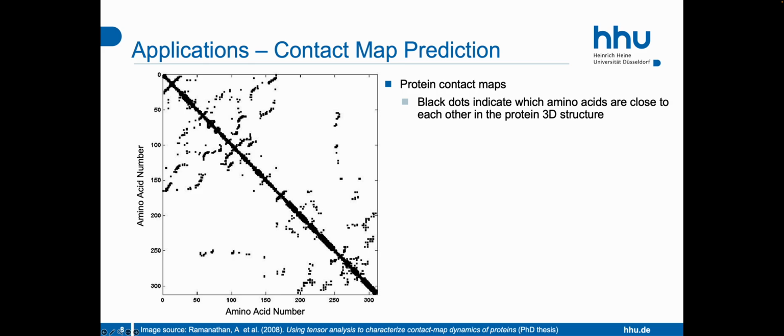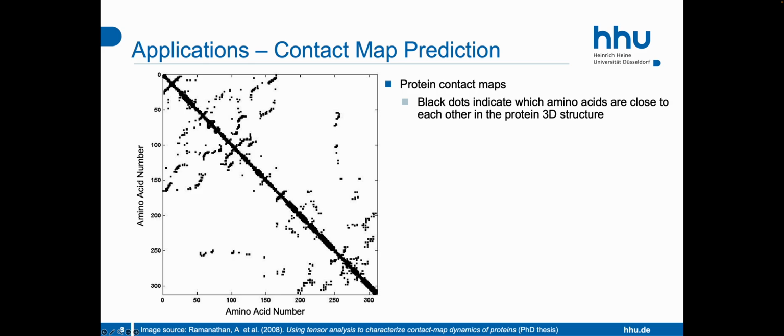On the X and Y axes, we have the amino acids numbered as they appear in the protein amino acid sequence. So this is a protein with a little bit over 300 amino acids in its sequence, and the black dots indicate if 2 amino acids are close to each other. You see this black diagonal line because obviously each amino acid is close to itself and to amino acids next to each other. But you can also see other black points where, for example, amino acid 50 is close to amino acid 250 in the 3D structure of the protein.